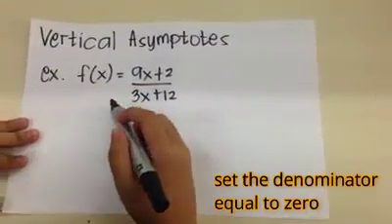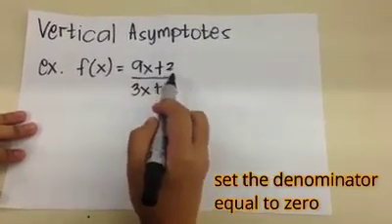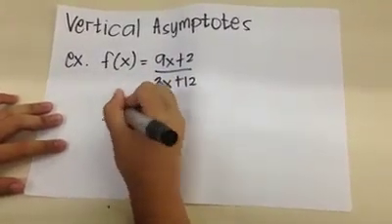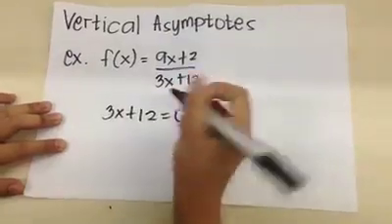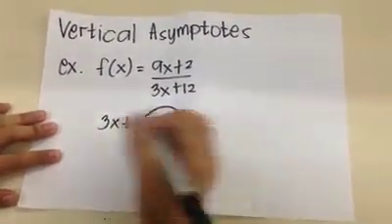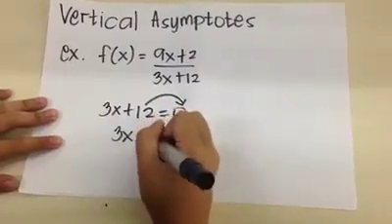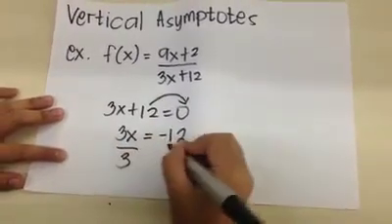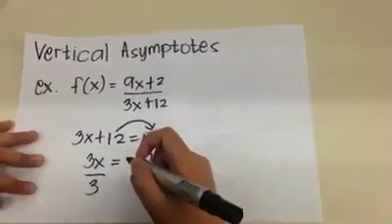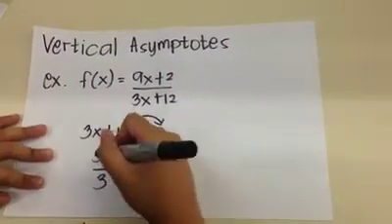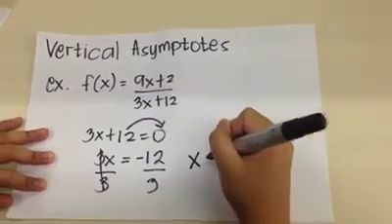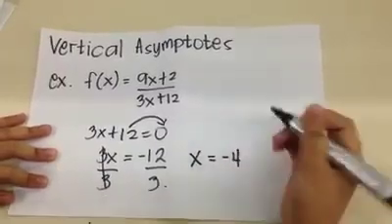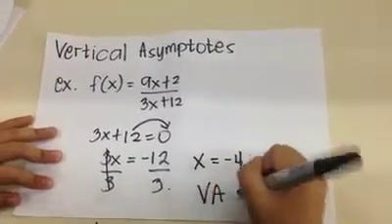Let's have an example. F of x equals 9x plus 2 all over 3x plus 12. Set the denominator 3x plus 12 equal to 0. Then transpose positive 12, so it will become negative 12. Then divide both sides by 3. 3x divided by 3 is equal to x, and then negative 12 divided by 3 is negative 4. So our vertical asymptote is negative 4.